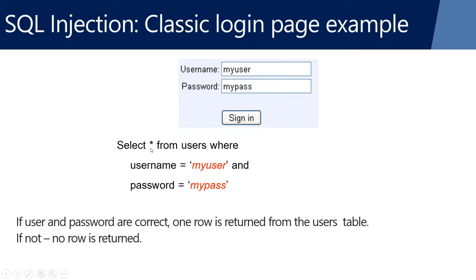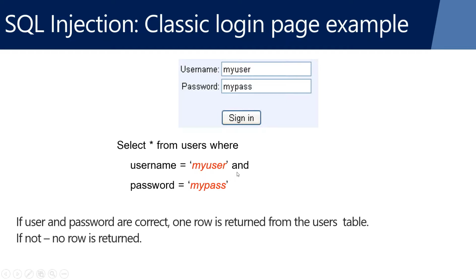Select star, give me all of the columns from the users table where username equals my user and password equals my pass. If I enter a right set of credentials, my user and my pass, then this query will return a single row, and the programmer would know that I entered the right credentials and let me in.